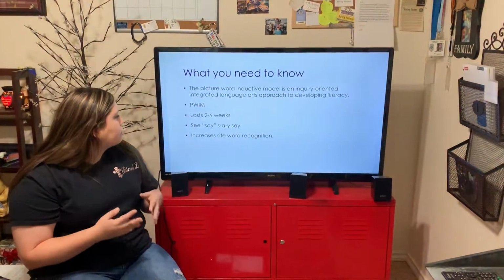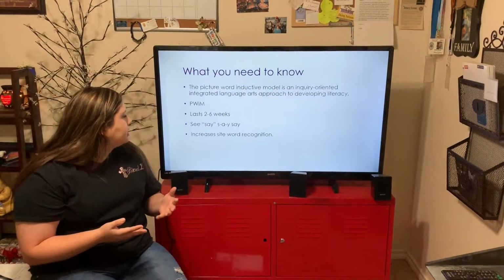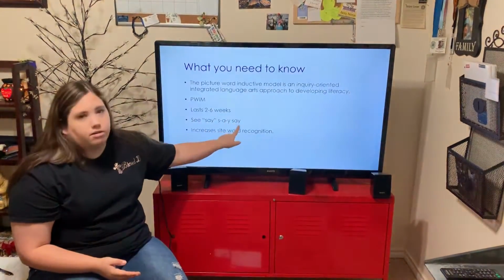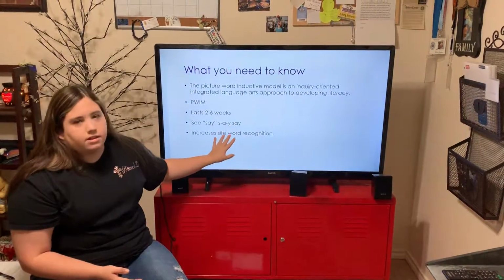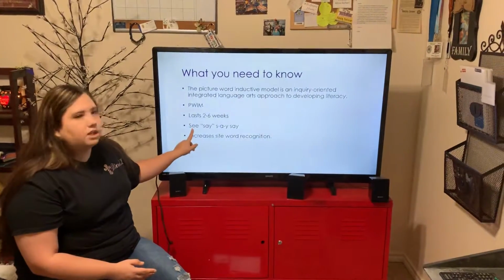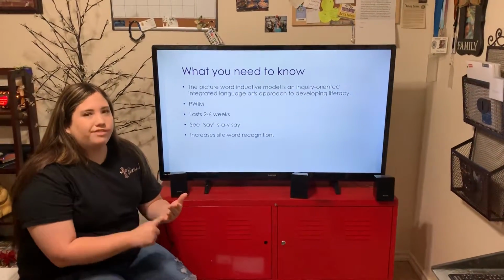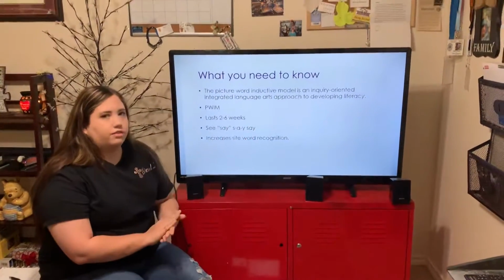This model usually lasts about 2 to 6 weeks. It's short for PWIM, and it goes by the see, say, spell, say model. I know that sounds a little complicated, so that's why I kind of put it out like this. So you see the word, so when you first see the word, you see it on the picture, and then you next see the word on the flashcard. So from the picture, you have it on your flashcard.